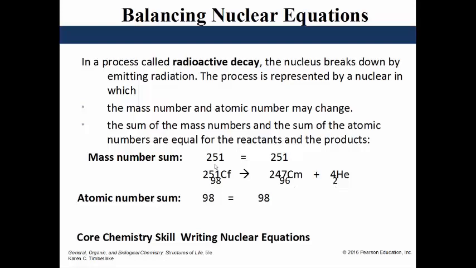Again, before the decay started, you had a mass total of 251. You have that still after the decay. 247 plus this 4 of helium gives you the 251. Same process for the atomic number. You started off with 98 before the decay started, and afterwards 96 of the curium plus the 2 from helium also gives you 98. So these totals should be balanced before and after the breakdown.